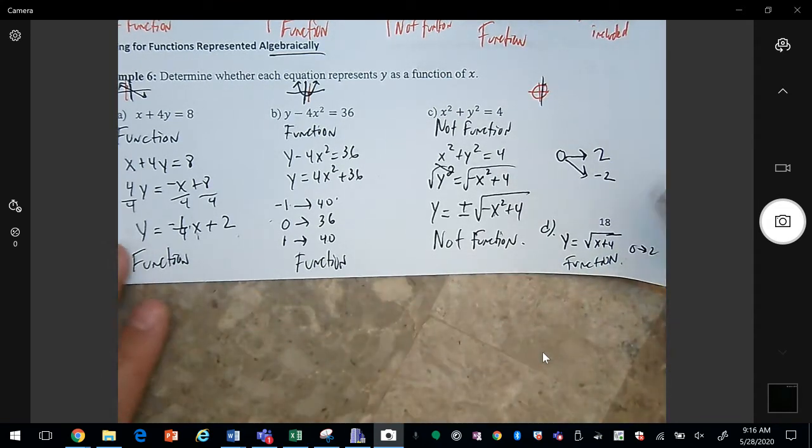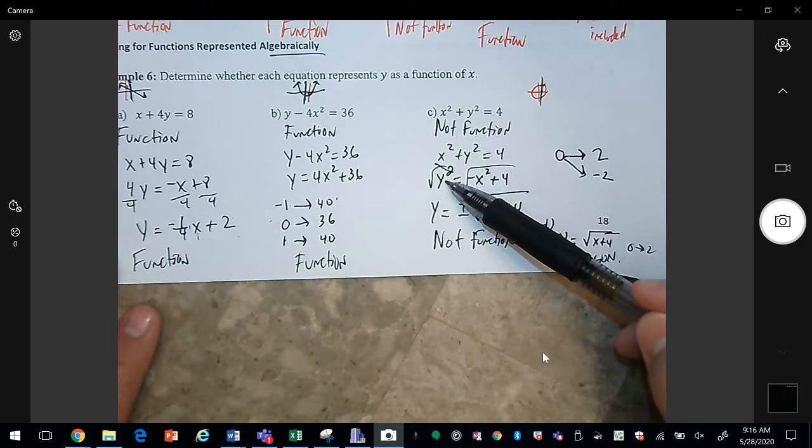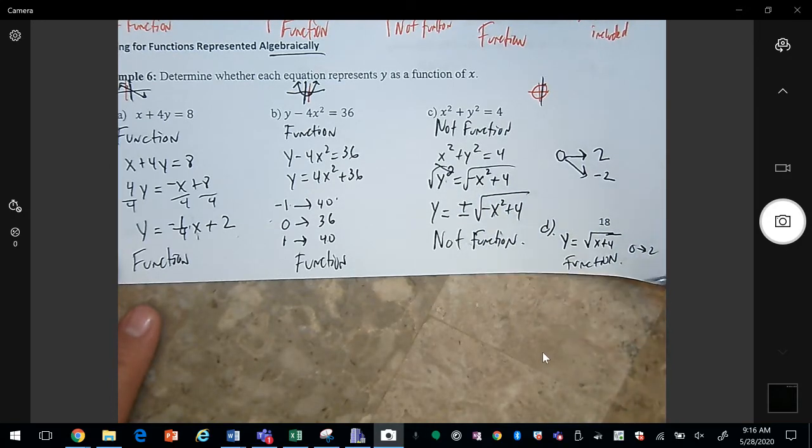So the point is, again, if you have to take the square root, then it's not going to be a function. If the square root is already there without the plus or minus sign, then this is going to be a function.